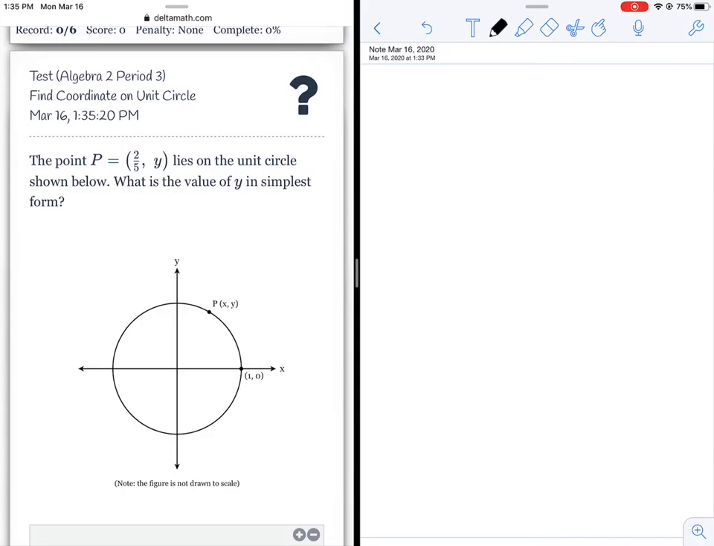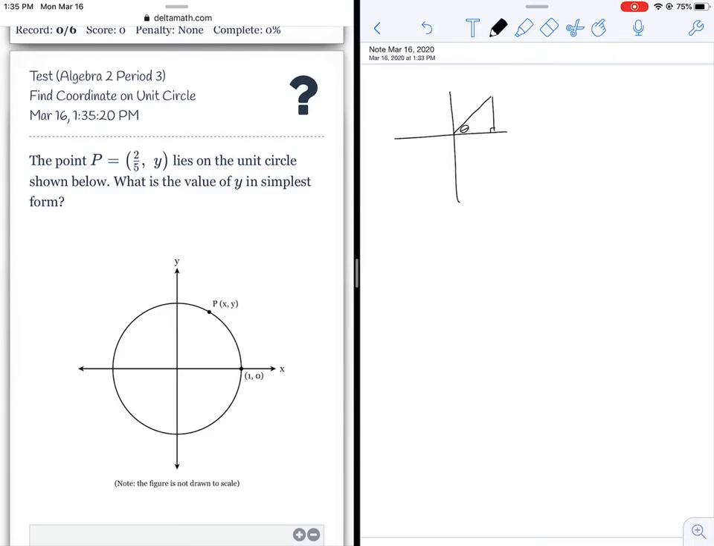They're telling me the point P, which is 2/5 comma y, lies on the unit circle below. What is the value of y in simplest form? The first thing I like to do is draw my own sketch, and they're showing me that point P is in quadrant 1. So if I have an angle in quadrant 1, in order to draw the reference angle, I always drop it down to my x-axis and make myself a nice little right triangle. And this is my reference angle that I'm using.